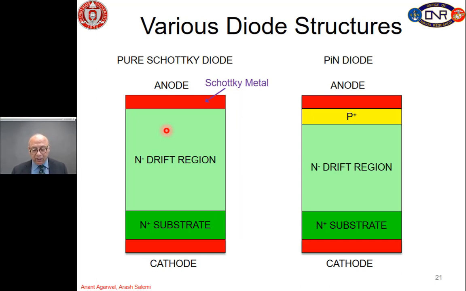So, the diode basically allows current to flow from anode to cathode and blocks it from flowing from cathode to anode. Then on the right hand side is a PIN diode, where we replace the Schottky metal with a P plus semiconductor, and the rest of the structure is the same. So, in this case the current flows from top to bottom and is blocked from bottom to top, and this is called the PIN diode. And again, depending on the voltage range, we will use one type of diode over the other.